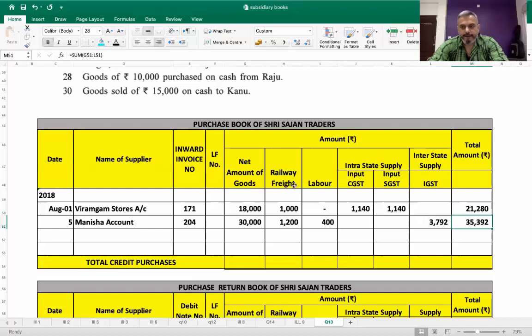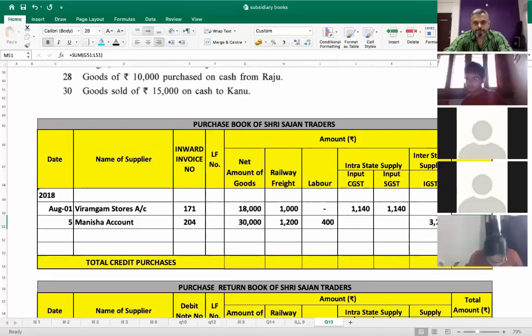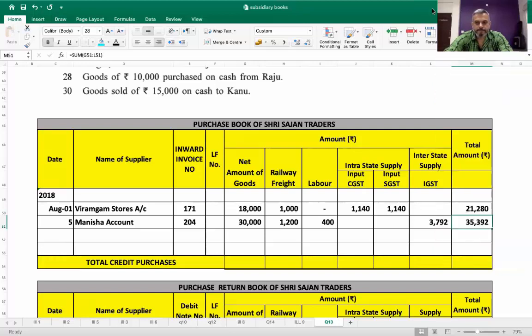So you should get 35932. Got it? Here it will go to IGST.